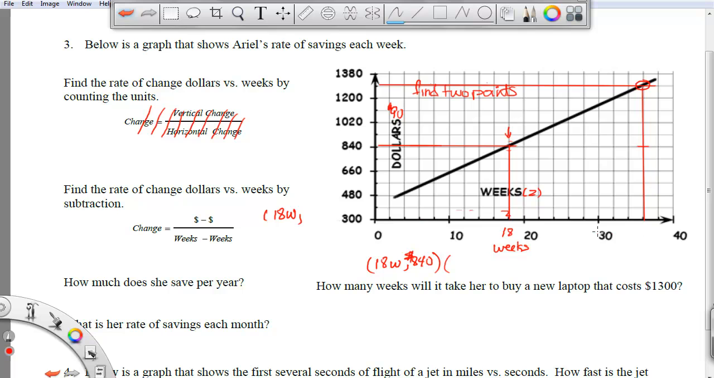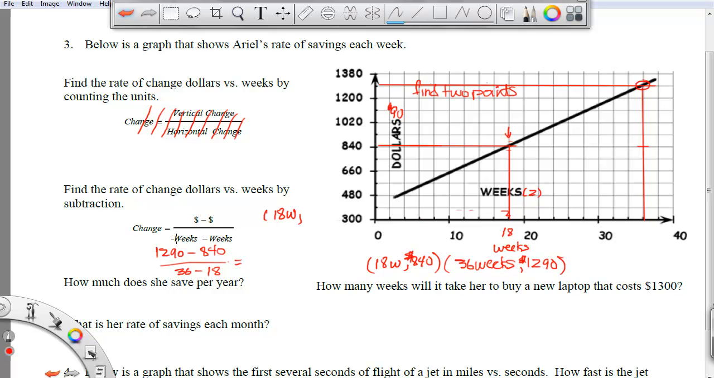And now if I look at this one, this is 2, 4, 6, so that's 36 weeks. And that go up and over. So each one of these are worth 90, so that is $1,290. So now we got our 2 ordered pairs. Let's go ahead and put it in this formula. So we've got $1,290 minus $840 divided by 36 minus 18.